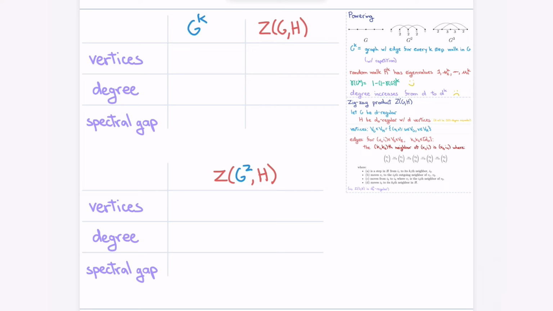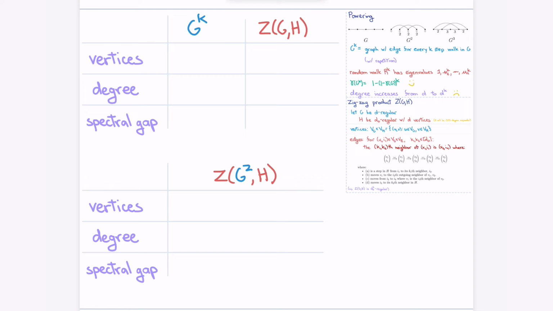Let's see how that works out. I guess we'll just do one column of the table at a time. Let's say G originally had n vertices, degree D, and spectral gap gamma sub G. We have G to the K, and then we also have a zigzag product between G and H. Eventually we're going to combine that and look at the zigzag product of G squared and H. So the graph has n vertices, degree D, and spectral gap gamma.